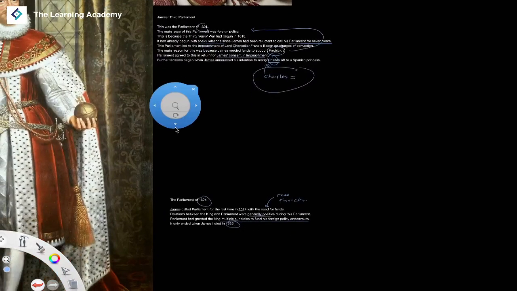However, ultimately it did end relatively successfully, with relatively positive relations between the two with the Parliament of 1624, and the fact that Parliament granted James multiple subsidies, and this Parliament would only end when James died in 1625.